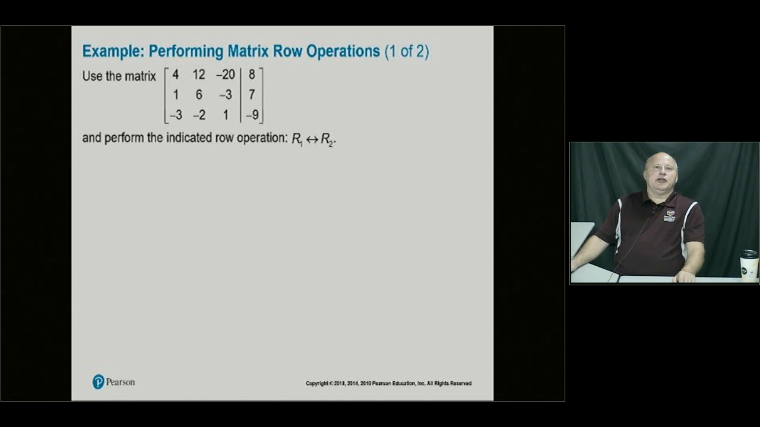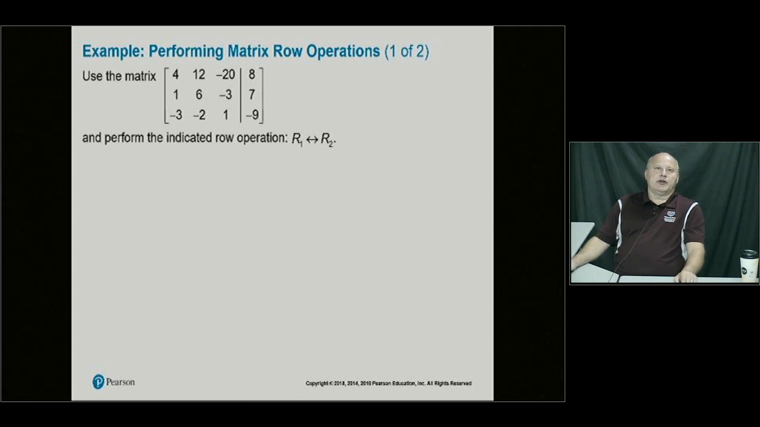Alrighty. So we're going to use this matrix: 4, 12, negative 20, and then 8, and then 1, 6, negative 3, 7, negative 3, negative 2, 1, negative 9. Now remember, you can make this into a system if you want. The first row would consist of this equation: 4x plus 12y minus 20z equals 8. Second row, 1x plus 6y minus 3z equals 7, and so on.